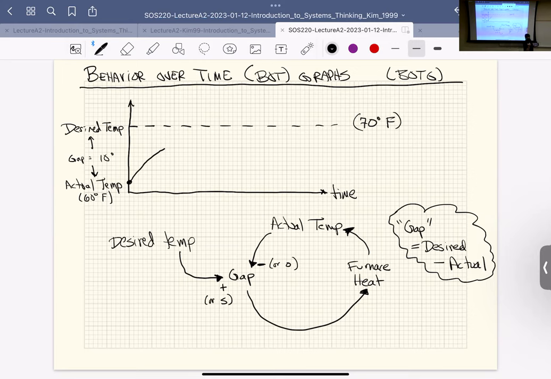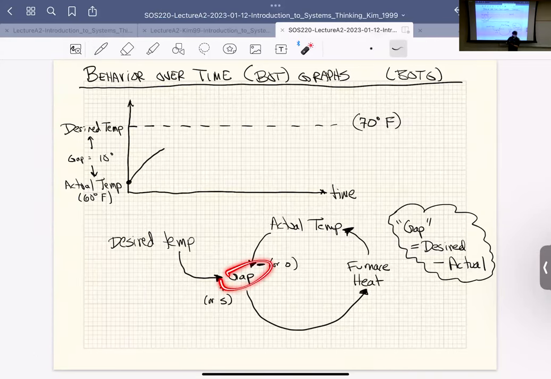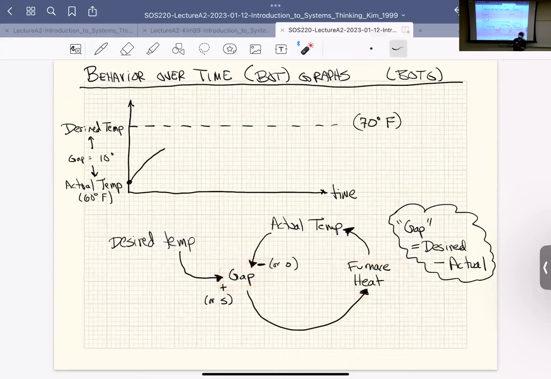This gap is actually a physical quantity measured inside the thermostat. And the thermostat will respond to this gap by changing the furnace heat. So if the gap is large, or if the gap gets larger, the furnace is going to want to put more heat into the house. So if the gap gets larger, the furnace is going to want to increase the heat. So this is a same relationship. Does everybody see that? If the gap gets bigger, the furnace heat gets more. So a bigger gap is more heat.